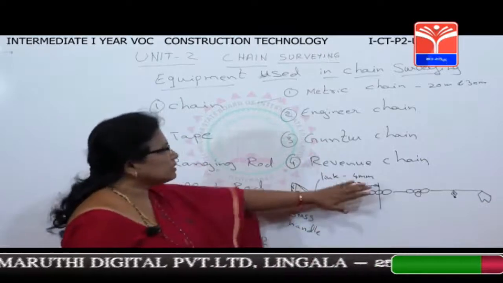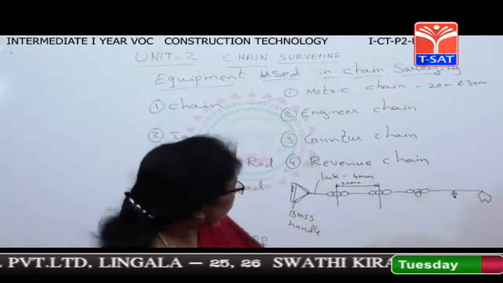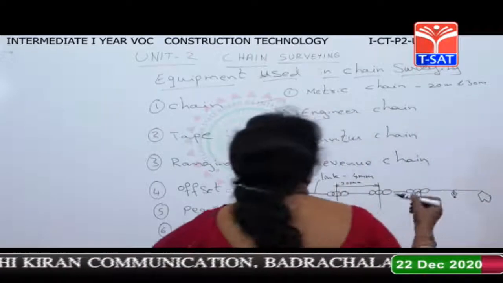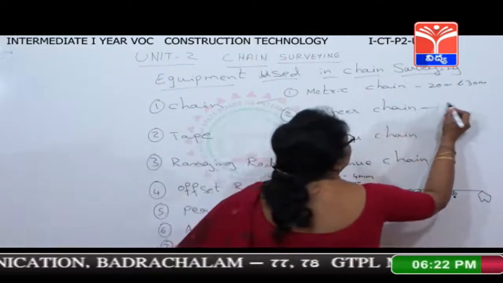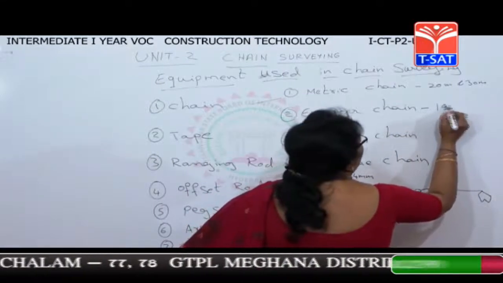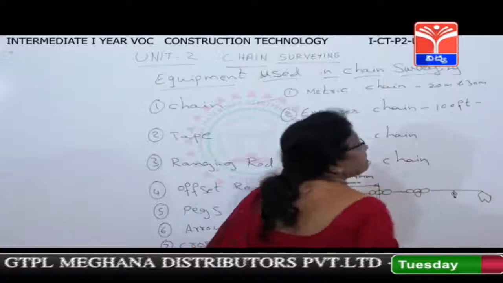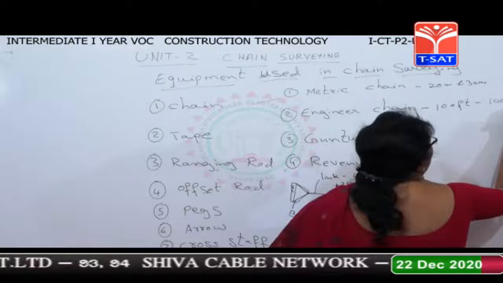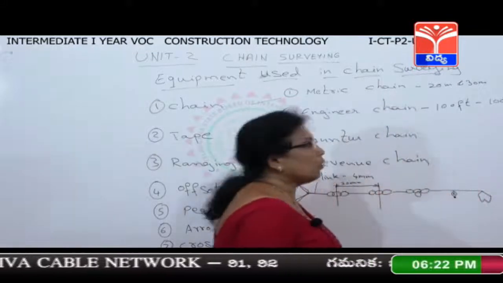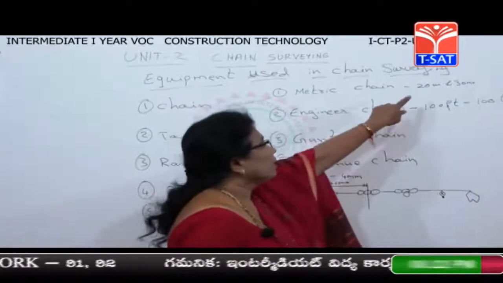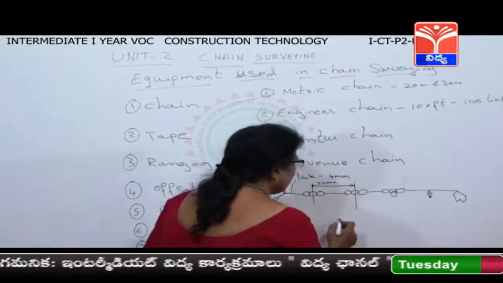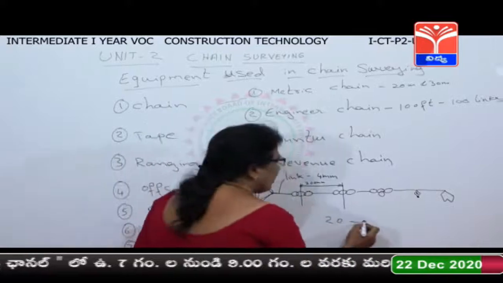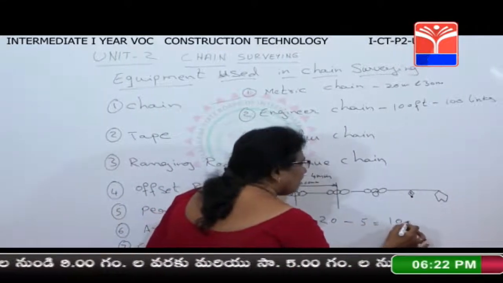Okay. Now this is about the metric chain. We are going to use this. Next, coming to the engineer's chain. Engineer's chain is 100 feet length, which has 100 links. Now, here in metric chain, for 20 meters, how many links are there? Each 1 meter, you have 5 links. So, for 20 meters chain, you have 100 links.